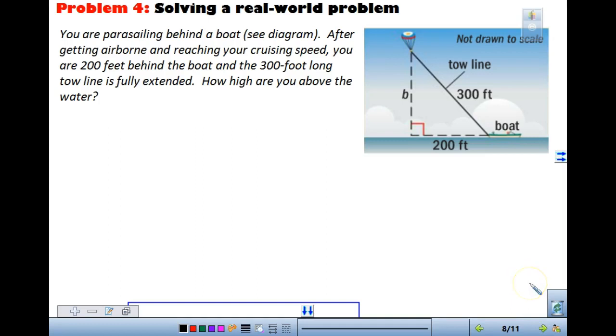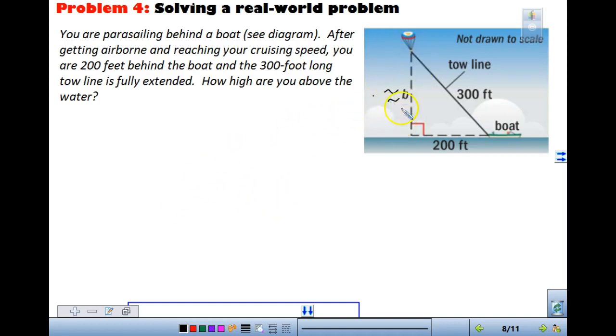There's one more example that we're going to look at, and then you're gonna get started in your homework. So top of the next page, you're gonna see this one. As you look at this problem, if you are reading the problem, please, Zach. You are parasailing behind a boat. After getting airborne and reaching your minimum speed, you are 200 feet behind the boat, and the 300-foot-long tow line is fully extended. How high are you above the water?